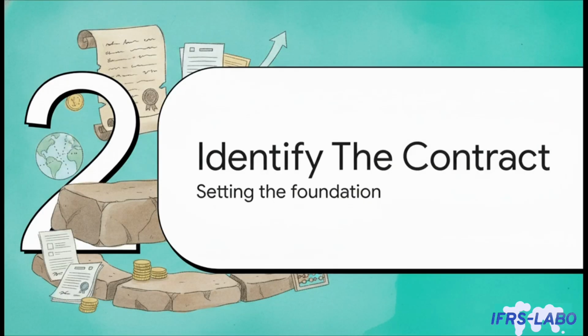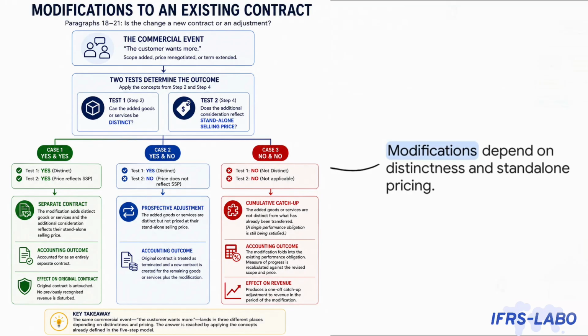Section 2. Step 1. Identify the contract, setting the foundation. To kick things off, a contract needs commercial substance, identifiable rights, and probable collection. But once signed, contracts rarely stay static, do they? Customers add scope, they renegotiate. When this happens, we have to figure out if it's a brand new contract or just an adjustment.